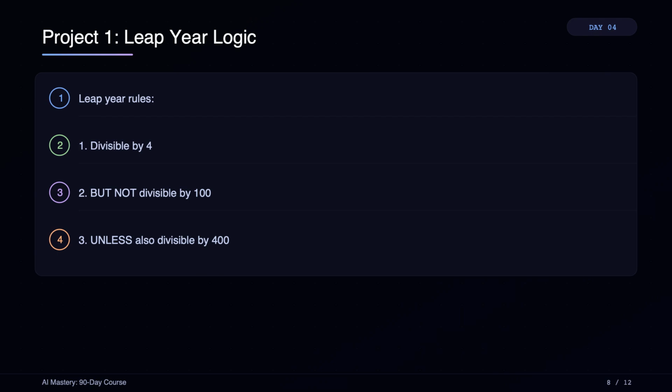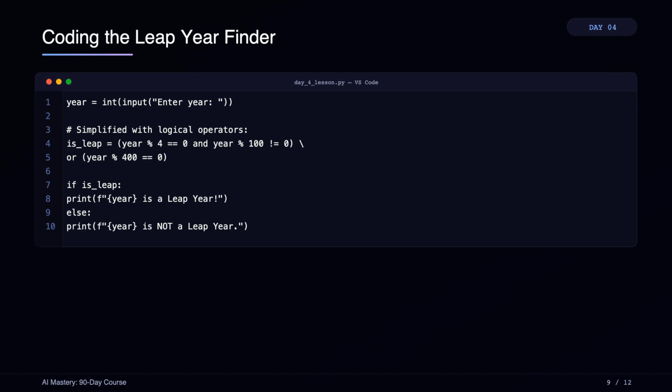First, a year must be divisible by 4. However, if it is divisible by 100, it is not a leap year, unless it is also divisible by 400. We can implement this logic in Python using nested if-else structures or a single flattened conditional statement using modulus division. Let us look at the code for both approaches.